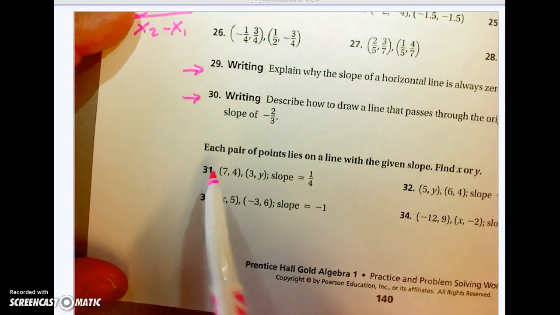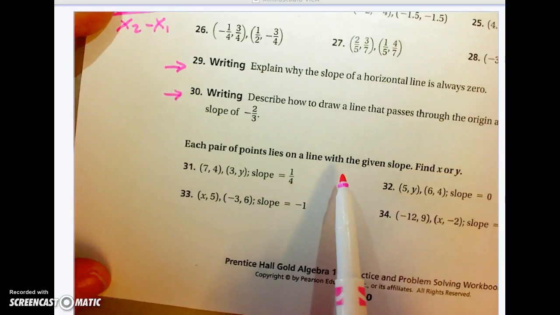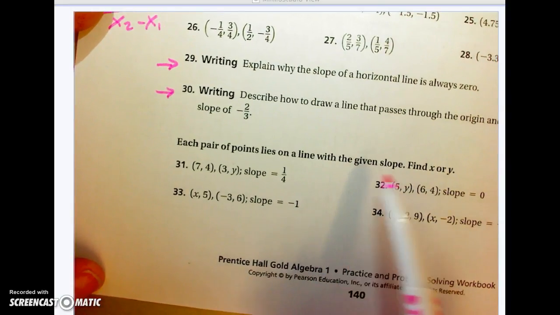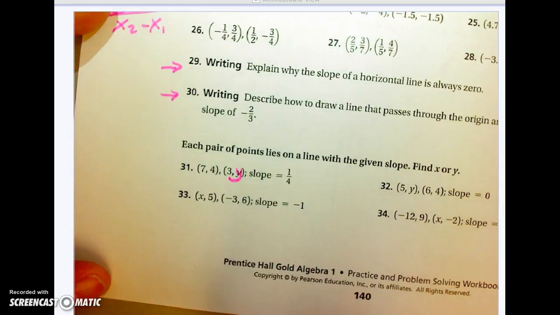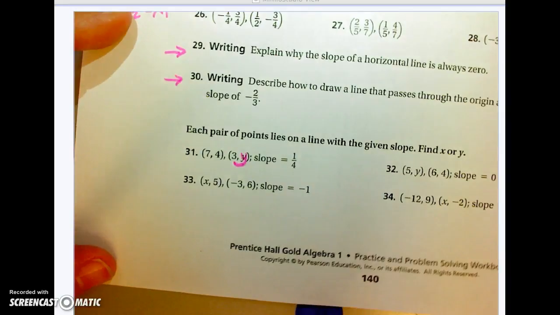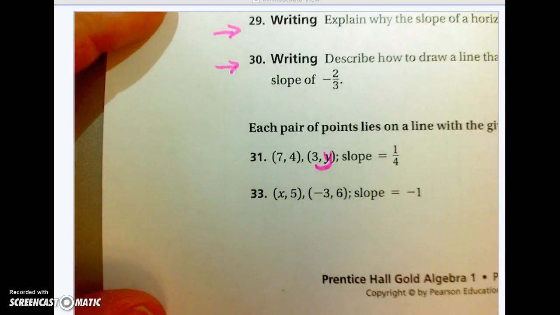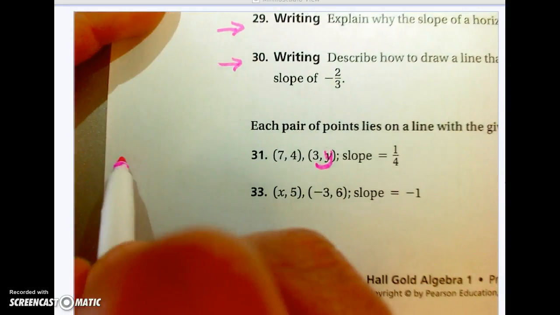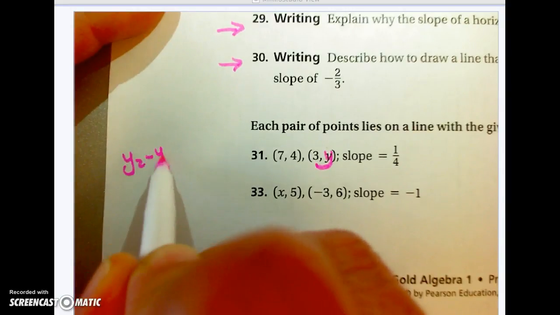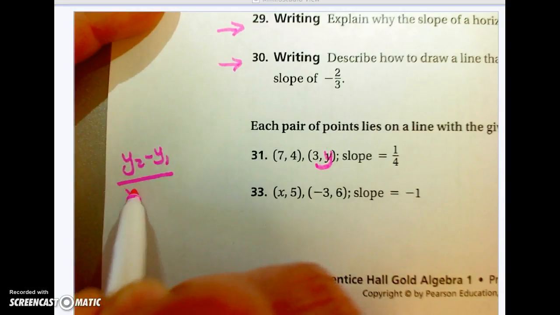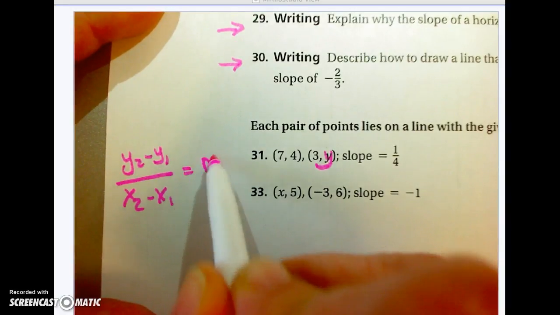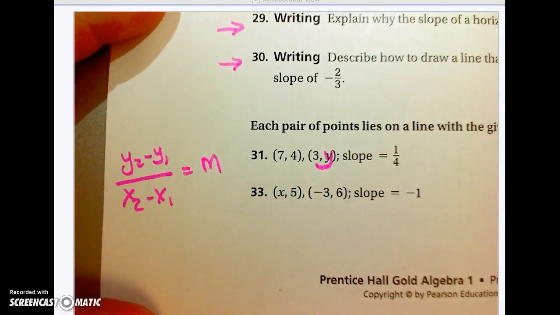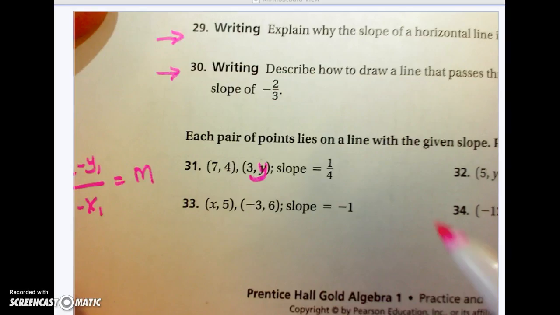In the last one, each pair of points lies on a line with a given slope. Find x or y. So if we look inside here, we see we have a y. We don't know what y is. So if we write down the formula, y sub 2 minus y sub 1 over x sub 2 minus x sub 1, we're going to use this, equals the slope. We know that equals the slope. That's our formula for it.